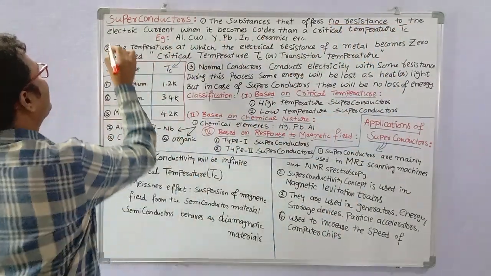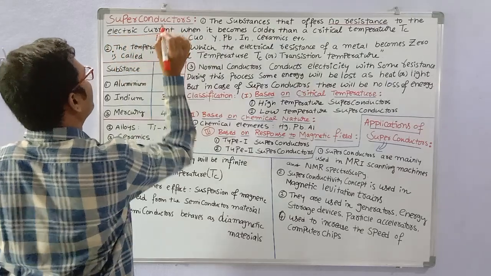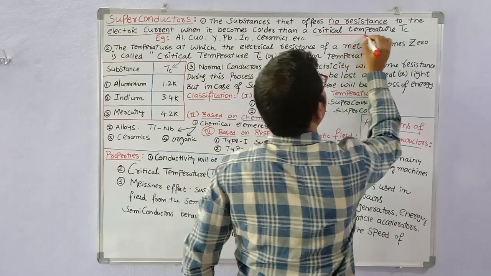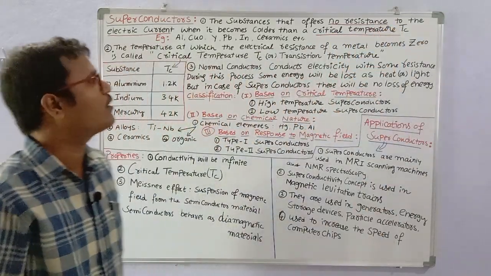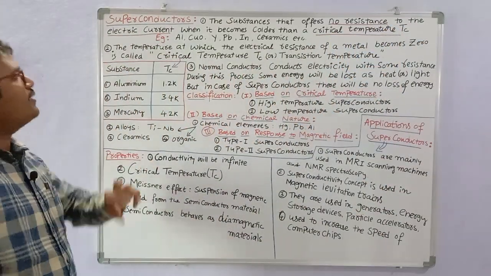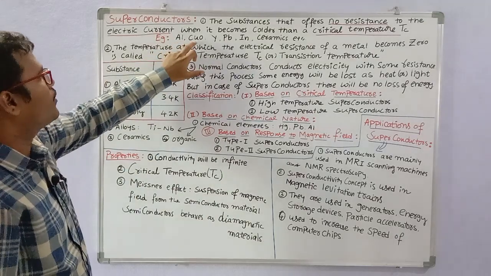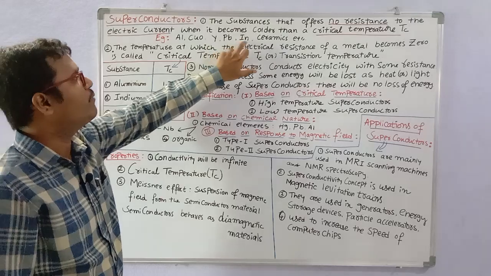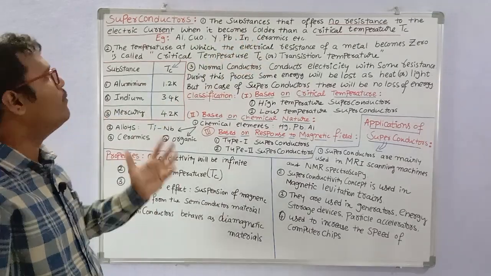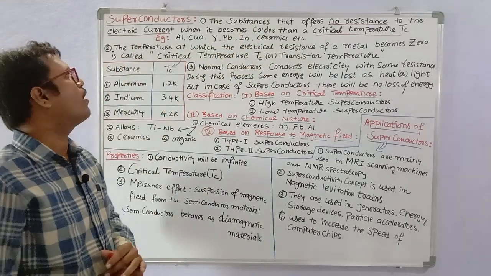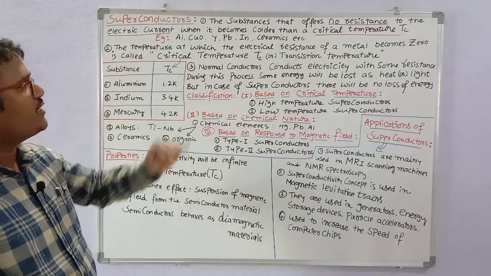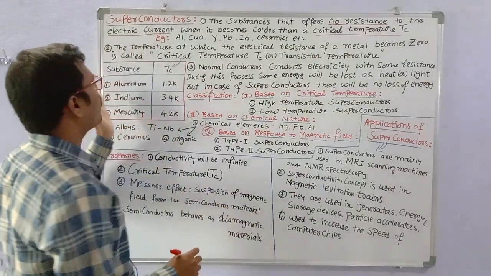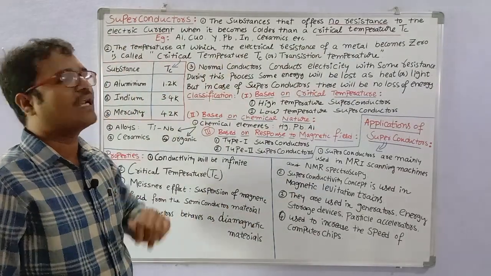The substances that offer no resistance to the electric current, that means to the flow of electrons, when they become colder than a critical temperature, are called superconductors. Elements like aluminium and substances like copper oxide, yttrium, lead, indium, and some ceramic materials will behave as superconductors. The temperature at which the electrical resistance of a metal becomes zero is called the critical temperature or transition temperature.